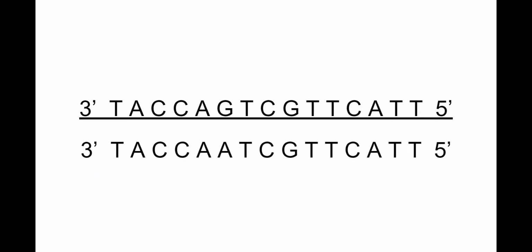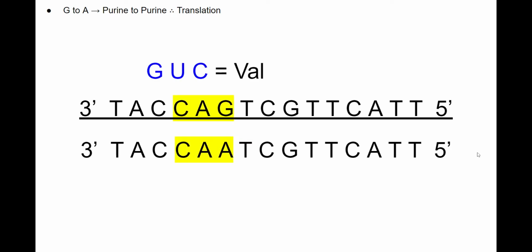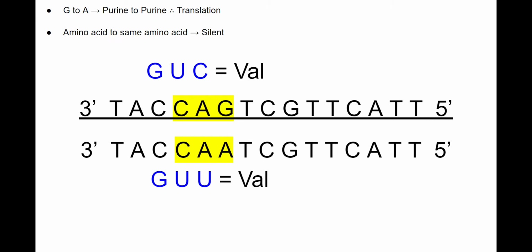Here, our mutation is an A instead of a G, seen here. Since we're mutating from a purine to a purine, this is a transition. Once again, we'll find the amino acids both codons produce. In this instance, even though the third base is altered, both codons result in valine. For this reason, this is called a silent effect.